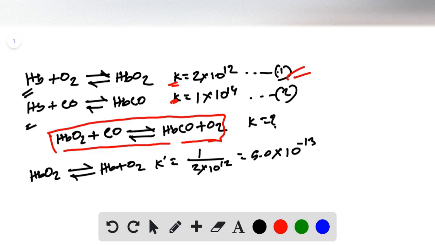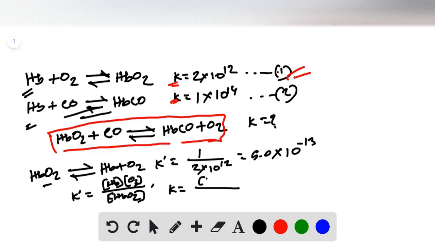So now let's see how this equilibrium constant was found. If we write it in the equation form, k prime here is equal to Hb O2 over this one, HbO2. And then for the second equation, we have our equilibrium as HbCO over Hb and CO.